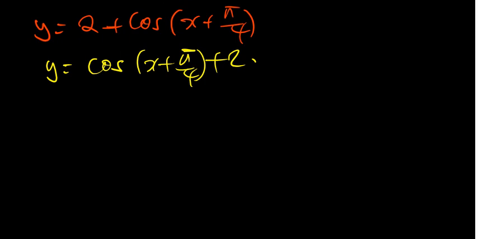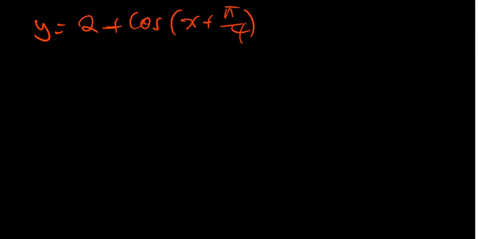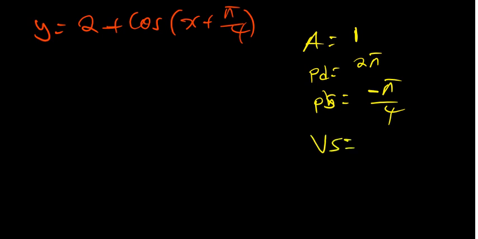Yes. Like the question which came in your exam. Yes. So in this case, the amplitude is what? 1. The period is what? 2 pi. The phase shift is what? Justina, tell me the phase shift here. It's a negative pi over 4. Negative pi over 4. Justina, tell me the vertical shift. It's a positive 2. Positive 2.